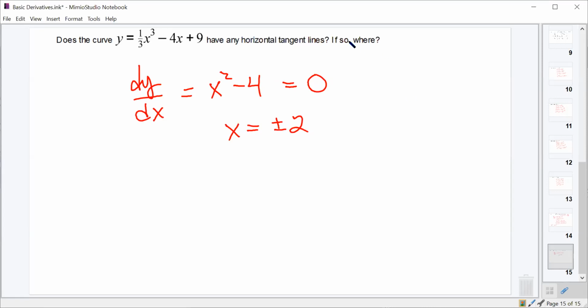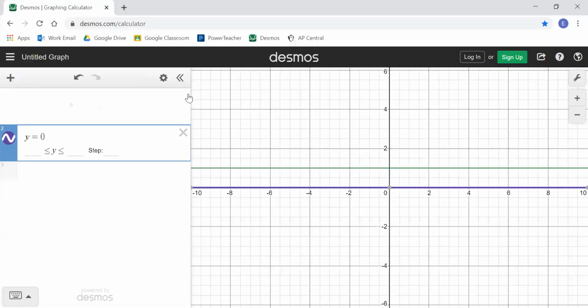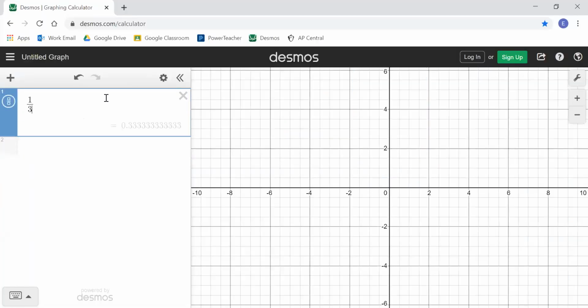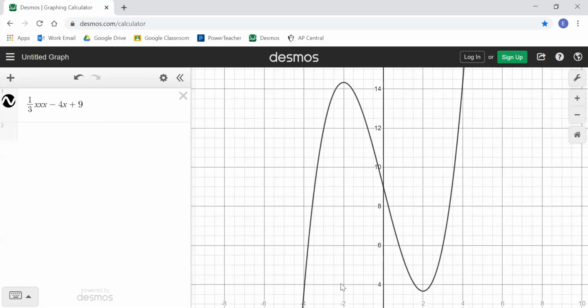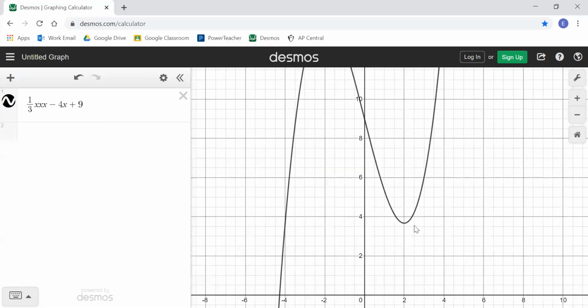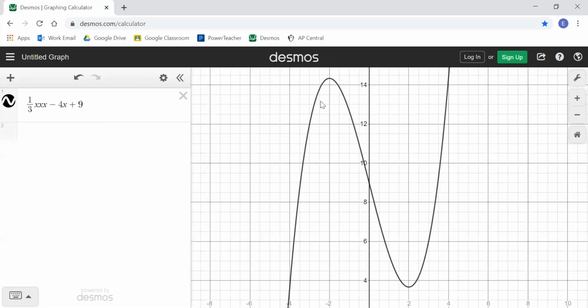And so if we go in and take a look at the graph of, what is it, 1/3 x cubed minus 4x plus, what was it? Plus 9, I think. If we look at the graph there, we can see that at 2, we have that local minimum, and that's where we'd have a horizontal tangent line at x equals 2. And the same at x equals negative 2. We've got that horizontal tangent line for that local maximum.